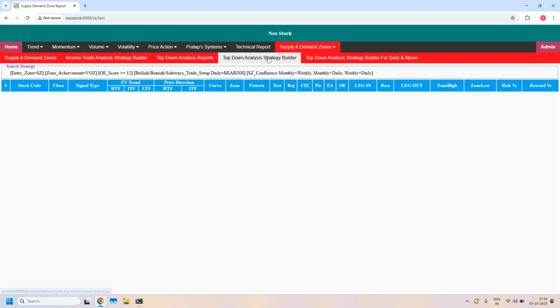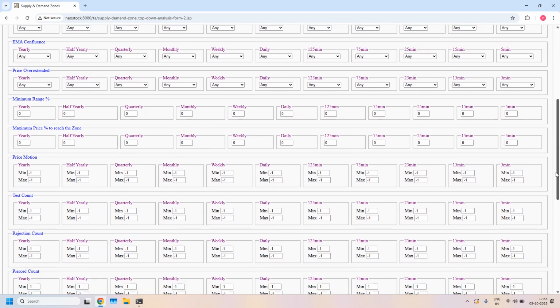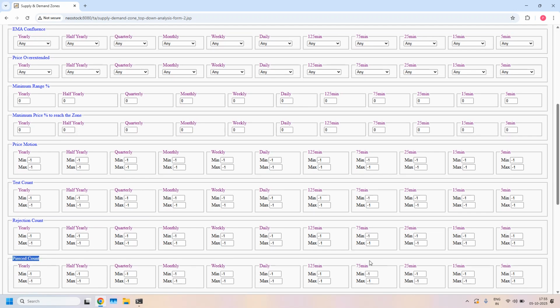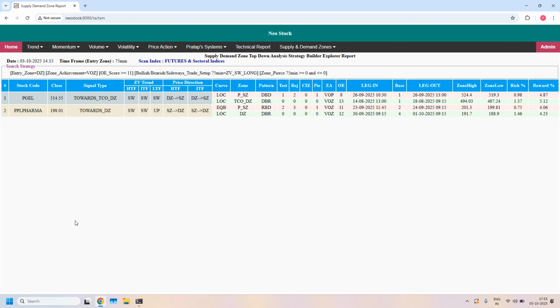Next, I will generate weekly income trade reports. First, the weekly income trade sideways long trade setup. Entry time frame 75 minutes. Entry zone demand zone, bullish or bearish or sideways at entry time frame 75 minutes. I am selecting sideways long, zone achievement violated, opposing zone, minimum order hands score 11 for sideways. And the third filter: the 75 minutes demand zone should not be pierced. So in the pierced count at the 75 minutes time frame, I am setting minimum value 0, maximum value 0. That means pierced count should be 0. Pierced count 0 means the zone is not pierced. So 2 stocks are filtered.